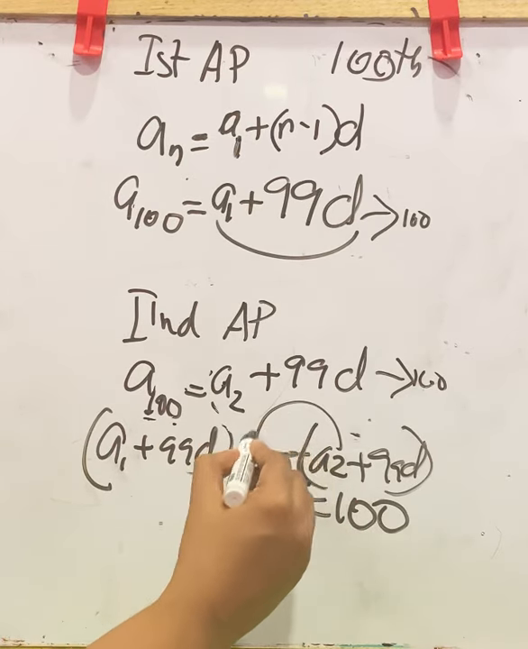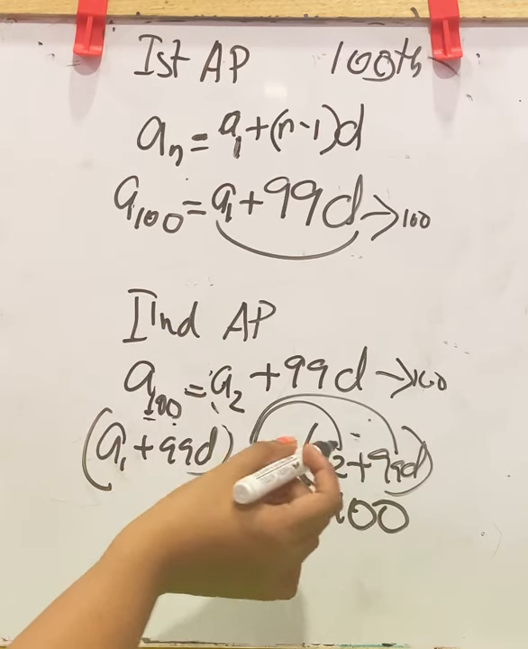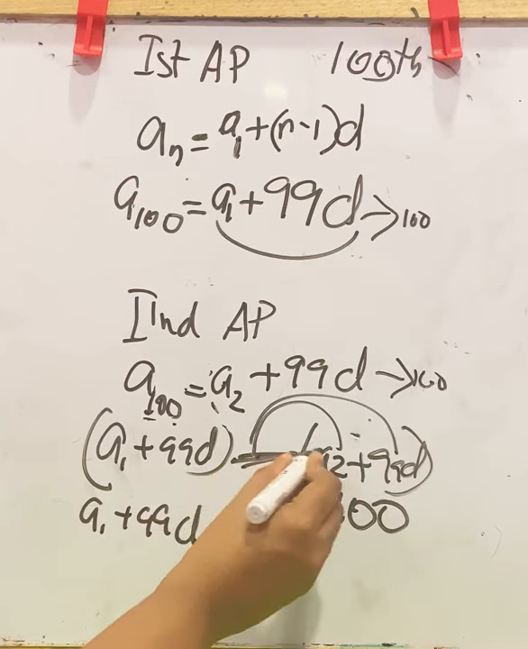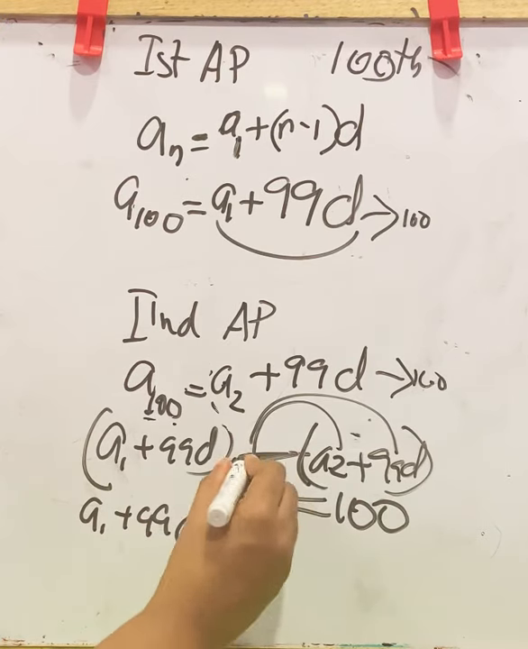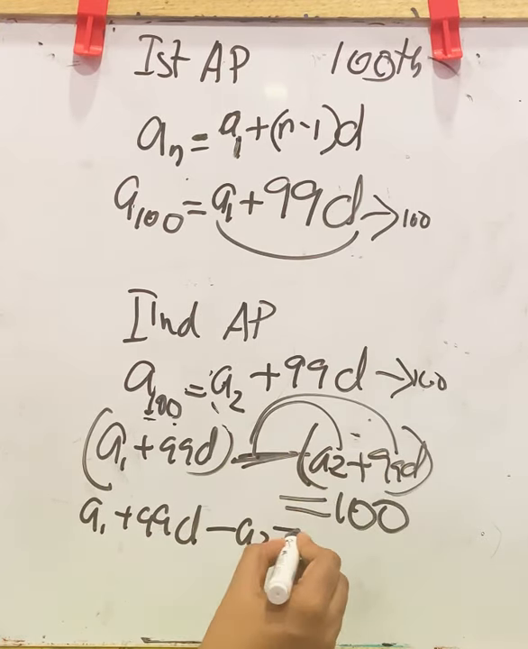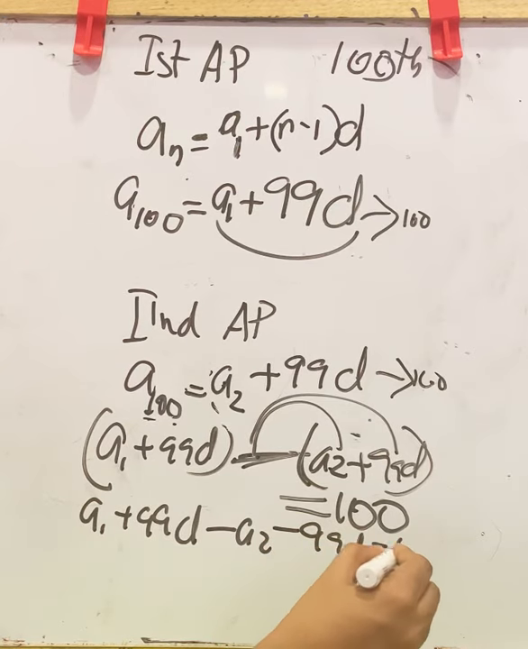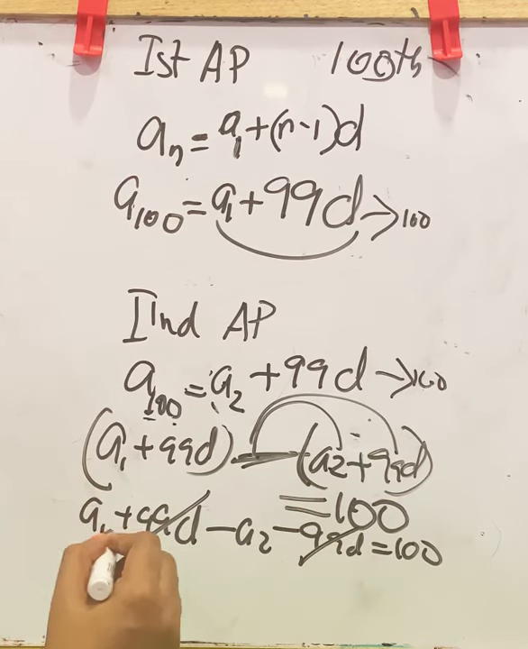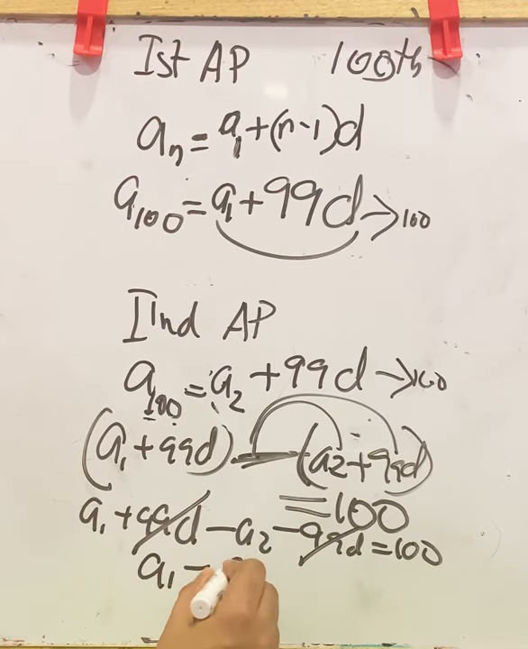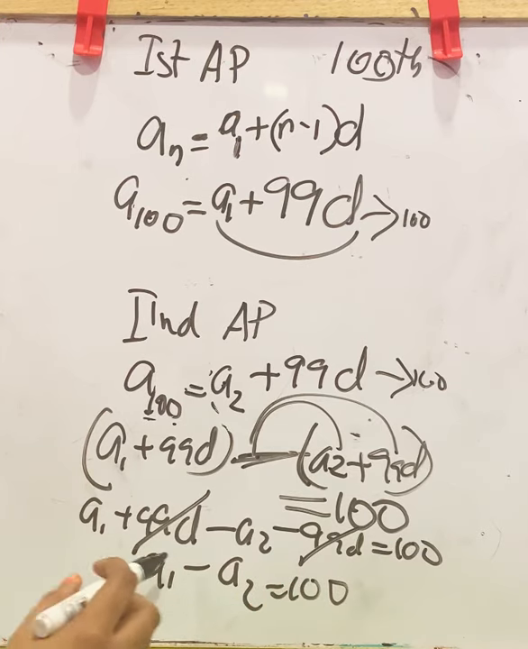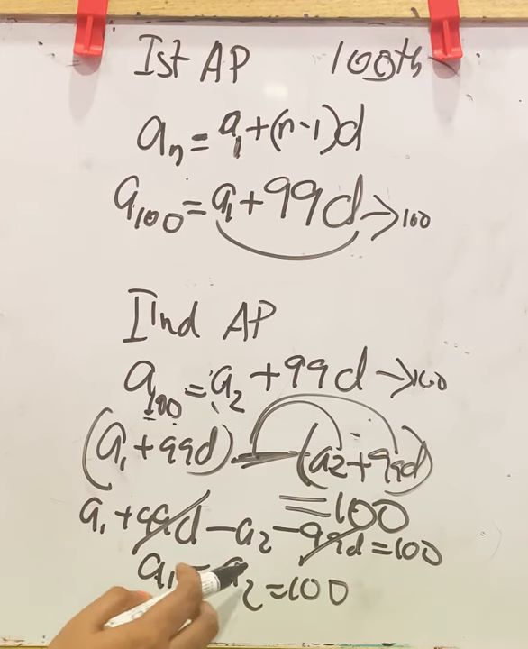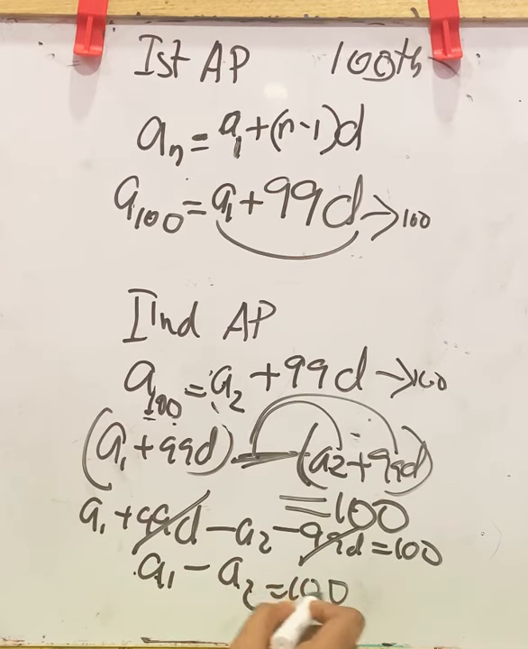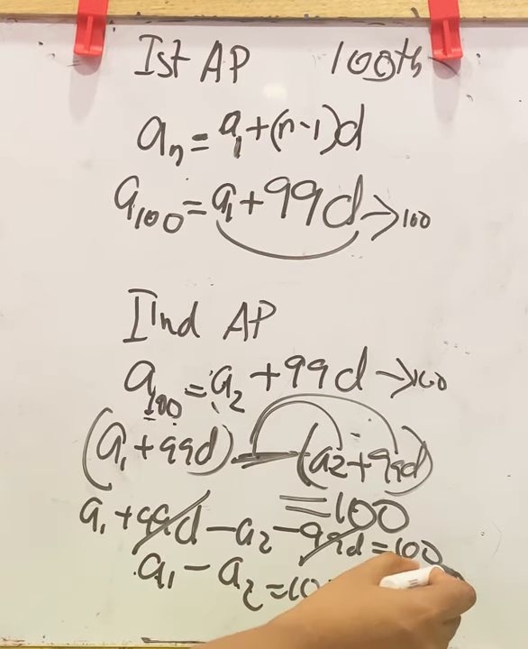It is common for these two terms. You can distribute it. So it becomes A1 plus 99D minus A2 minus 99D equal to 100. So plus 99D and minus 99D get cancelled. Balance is A1 minus A2 equal to 100. That is, the first term of first AP and first term of second AP's difference is 100. That is one condition. So let this be equation 1.